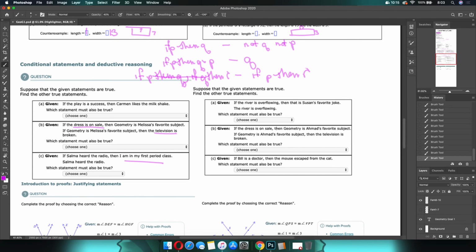If the dress is on sale, geometry is the favorite. If geometry is the favorite, the TV is broken. So again, this is the long one. We're cutting the middleman, so we are looking in our drop-down for dress is on sale, TV is broken.